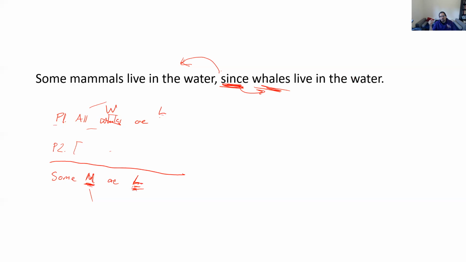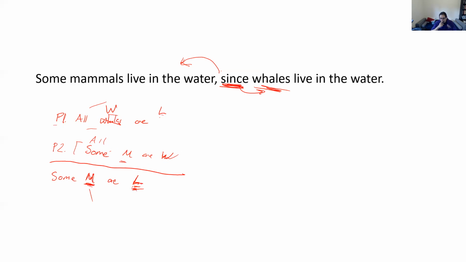Just a little side note, I've alluded to this before, but there is a different, more modern version of categorical logic in which it would actually force us to use the I statement, but we're not there yet. For our purposes, either the A or the I would be perfectly valid. So let's use the I: some M are W. Some mammals are whales, which is true. If we put "all mammals are whales," that would be a little weird because it's not true, but it would still be just as valid.